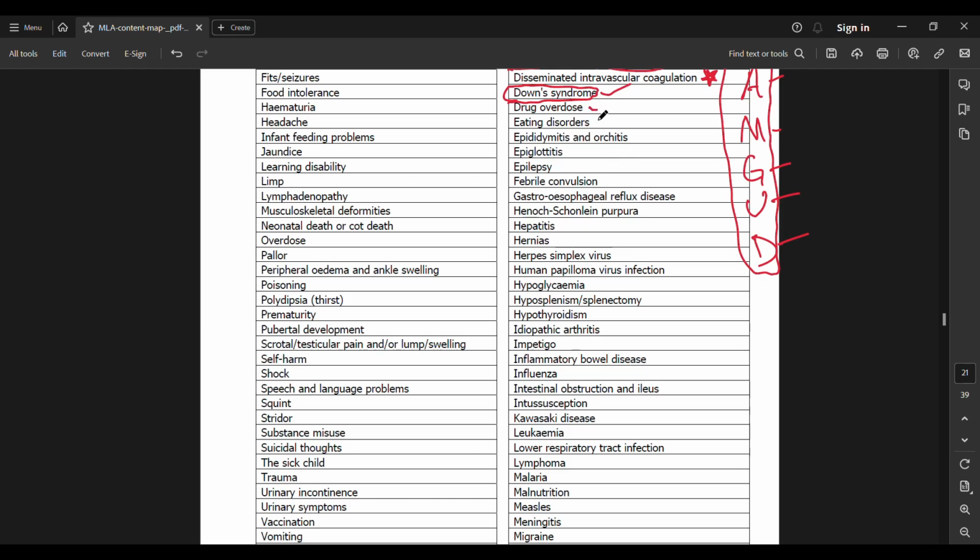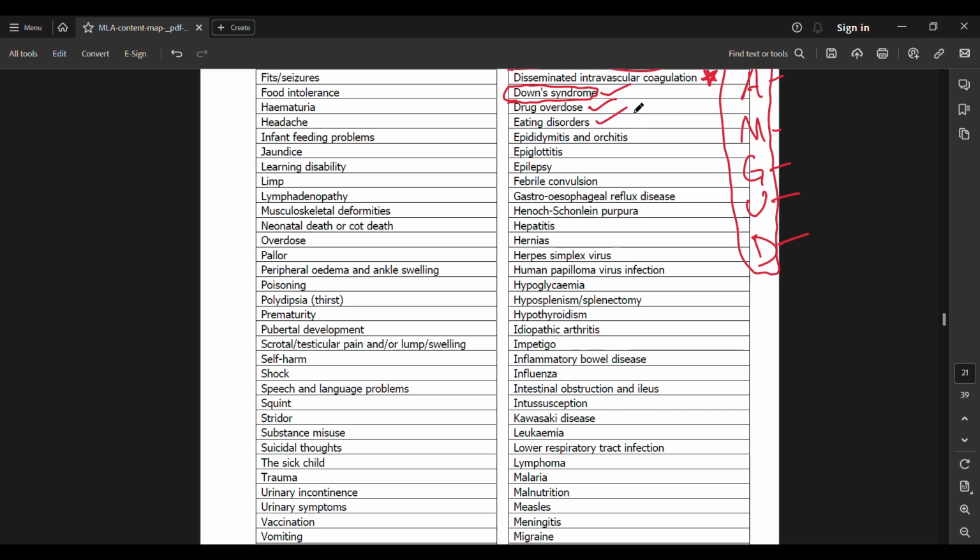Next, you have drug overdose. This may be a scenario where a teenager has overdosed on COCPs because they think they're pregnant. Or this may be a scenario where a child has found a bottle of paracetamol and has overdosed on that. Okay, so an emergency scenario, important, has shown up in the past.